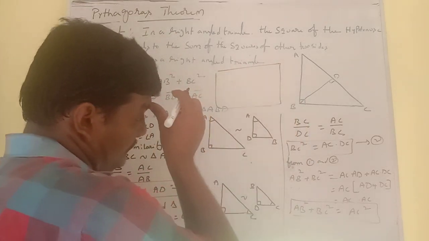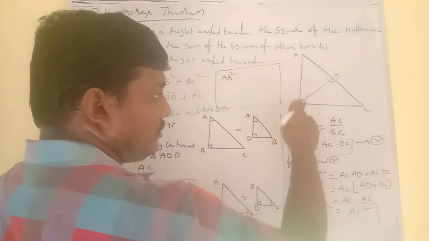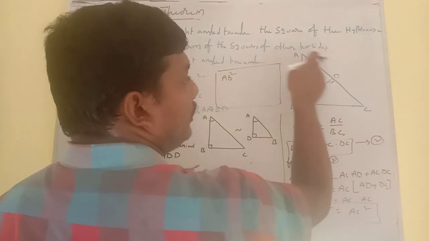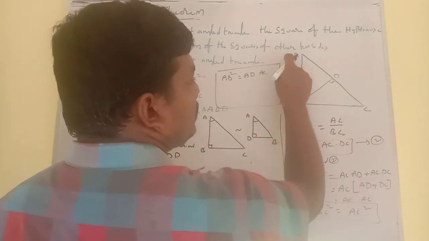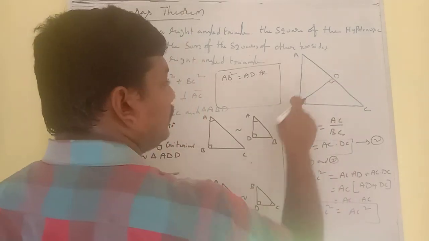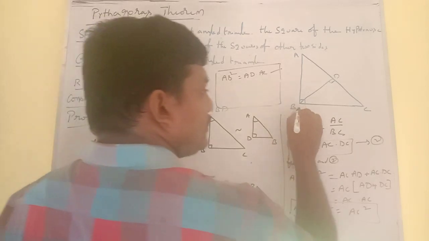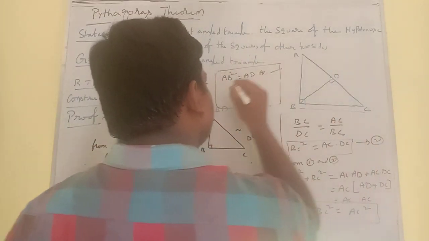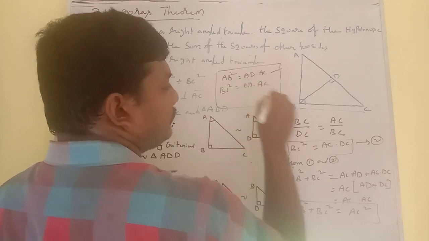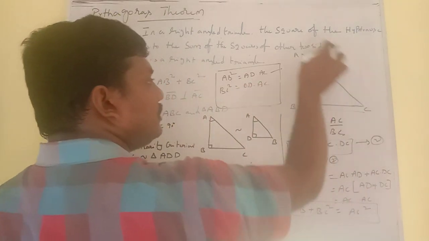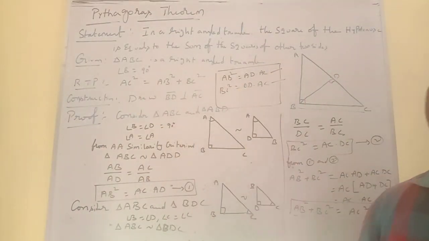See here, observe the diagram clearly: AB square equals AD into AC. Like that we are getting the first equation. BC square equals CD into AC. Like that we are getting the second equation. These two equations are very important.